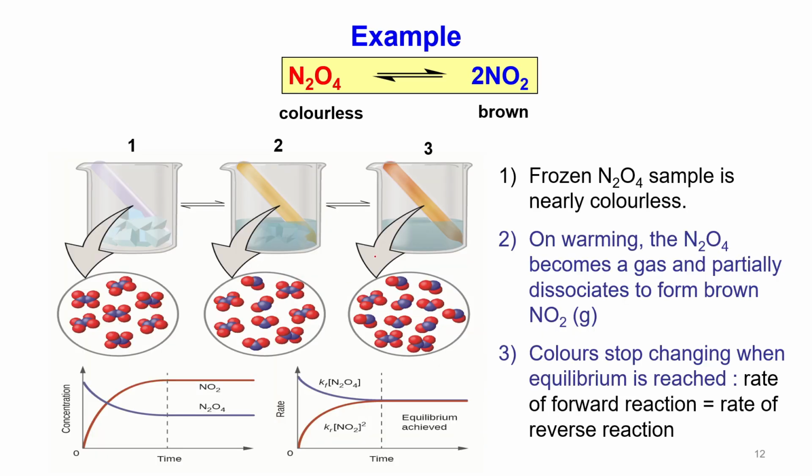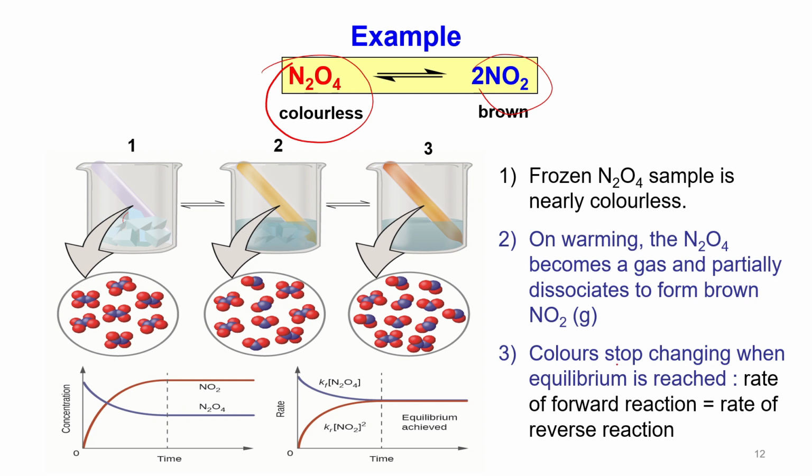Okay, alright. So these are the example. N2O4 produce NO2. N2O4 is colorless. Okay, di sebelah kiri. Kalau di sebelah kiri dia colorless, kalau di sebelah kanan dia akan berwarna brown. So the frozen N2O4 sample is nearly colorless. Okay, maksudnya di sini dia dalam keadaan colorless. So on warming the N2O4, bila kita panaskan N2O4, it becomes a gas and partially dissociate to form a brown NO2. Okay, dan dia akan menjadi warna brown di sini.